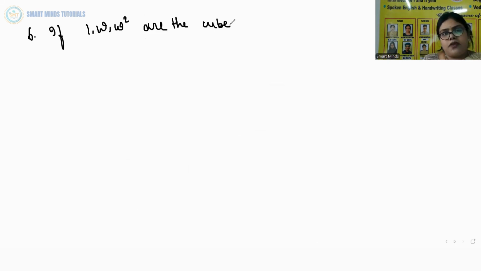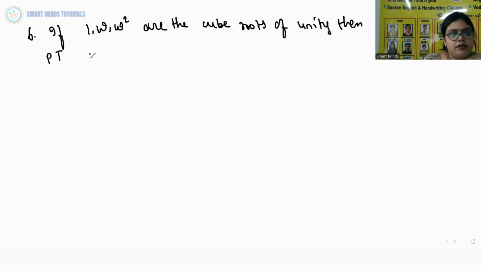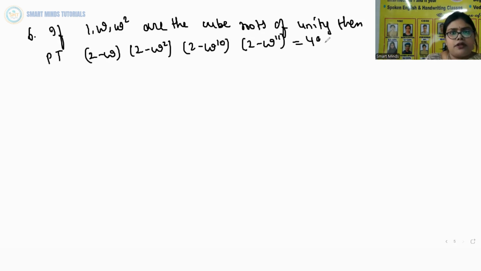Now let's take another question. This is question number 6, right? So if 1, omega, omega square are the cube roots of unity, this is very important model. Then prove that 2 minus omega, 2 minus omega square, 2 minus omega power 10, 2 minus omega power 11 is equal to 49.